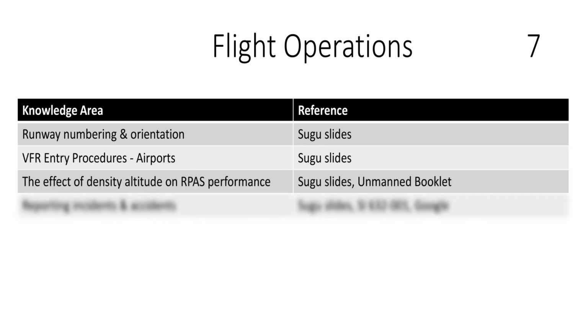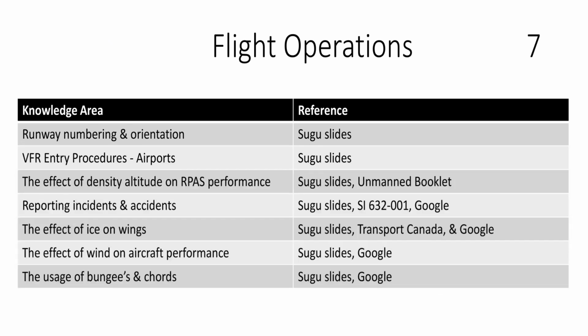The next knowledge area is flight operations. In recapping and summarizing study areas, the following sections should be studied in order to ensure your success. Please take the opportunity to pause the slideshow to ensure you have everything covered and written down. This is a reminder, our ground school slides are available in our link description.